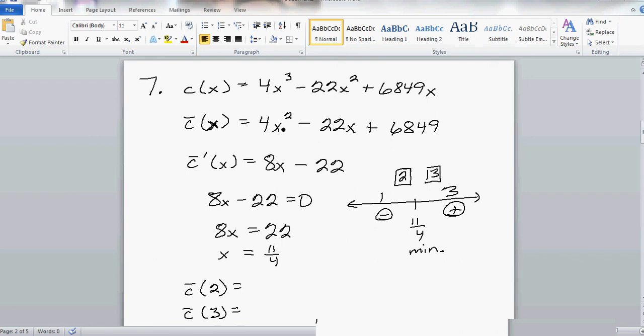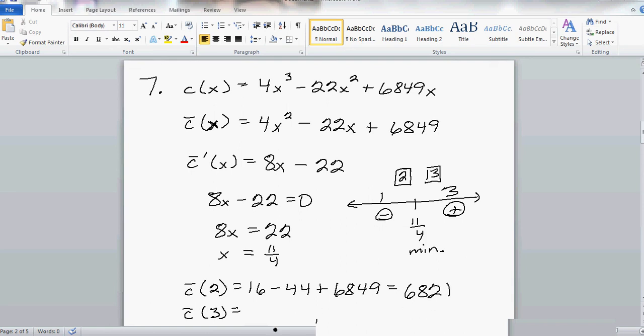So 4 times 4 is 16. 22 times 2 is 44, plus 6,849. And 16 minus 44 plus 6,849 equals 6,821. That's how much it costs to create two of these.